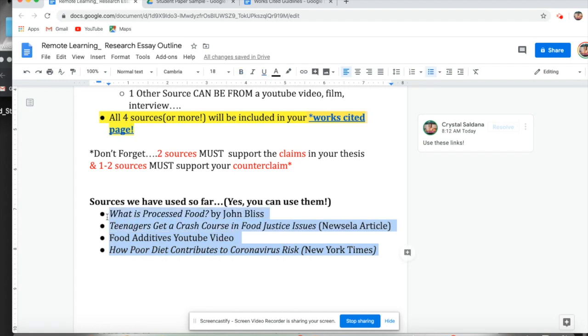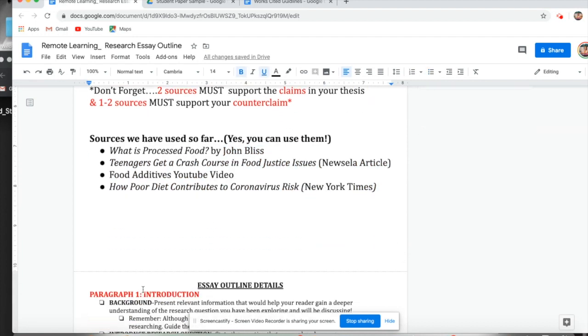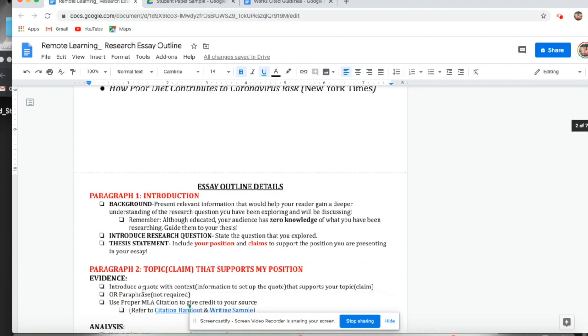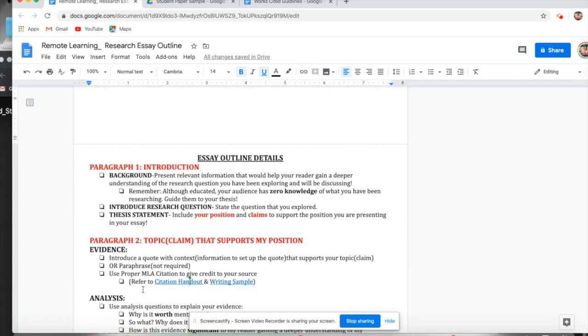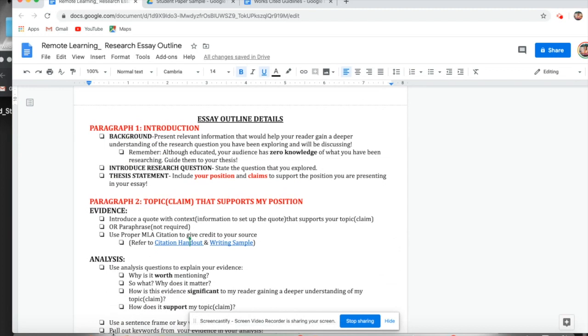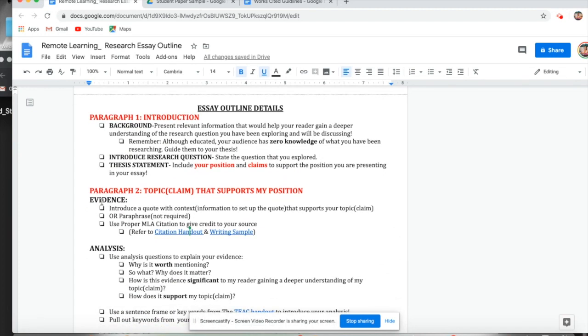You've already gone through the CRAAP test. I trust that you can navigate through the World Wide Web. So if you want to go beyond this, that's fine. All right. The essay outline. This is the big one. This is probably where I will spend most of my time, but I'm not going to go on for too long, because I want to wrap this up fairly soon.